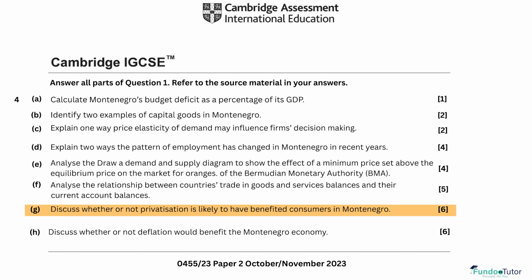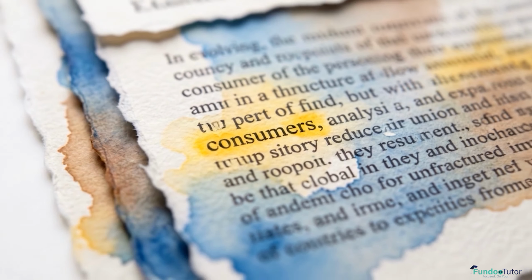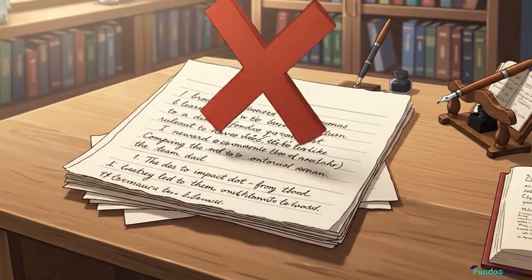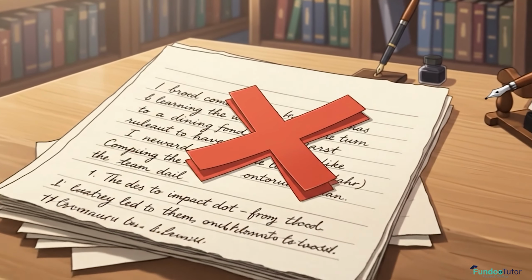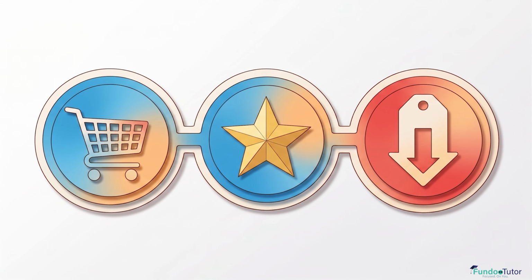Let's apply this to a complex 6-mark evaluation question. You might be asked to discuss whether privatization benefits consumers in a specific economy, like Montenegro. Notice the key word, consumers. A common exam pitfall here is discussing how the sale helps the government's budget deficit. That earns 0 marks. Every point you make must tie directly to consumer choice, product quality, or market prices.